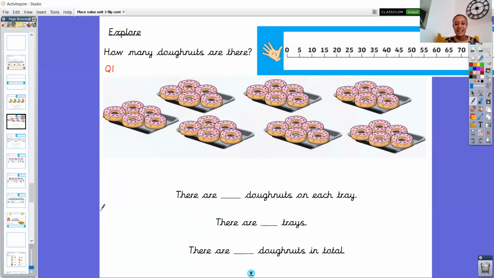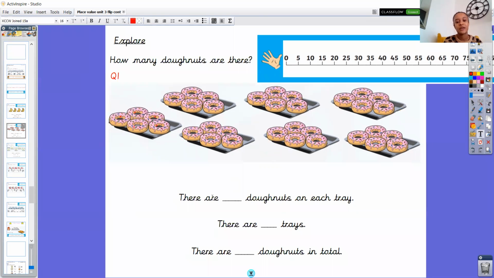Well done, year one. So thinking first of all, how many donuts are on each tray? Now we know we're counting in our 5s, so I think we're quite sure that there's going to be 5 on each tray, but let's count them together to double check. 1, 2, 3, 4, 5. Yeah, there are 5 donuts on each tray, so I'm going to pop that in my first stem sentence.